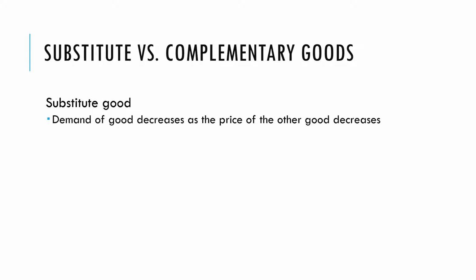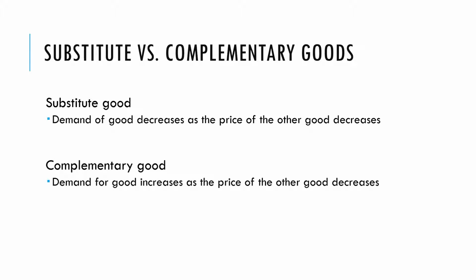So a substitute good is one where the demand of the good decreases as the price of the other good decreases. So if the price of Mars bars falls and more people buy Mars bars, then the demand for Snickers goes down. They are substitutes. They're substitute goods for each other. A complementary good is where demand for the good increases as the price of the other good decreases. So for example, if the price of tennis rackets falls, then the demand for tennis balls should increase.